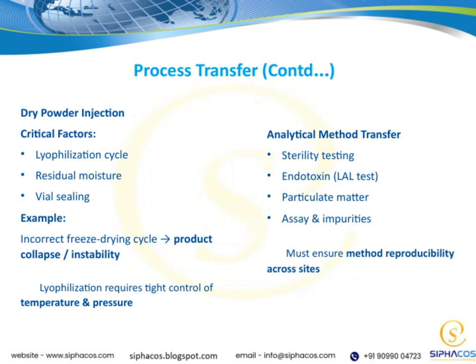Lyophilization, in particular, requires tight control of temperature and pressure. Small deviations in these parameters can significantly impact the quality and stability of the final product. Now, when we talk about process transfer in general, it's all about ensuring that these critical parameters, like cycle conditions, moisture levels, and sealing, are consistently controlled across different manufacturing sites. This consistency helps us deliver safe, effective, and high-quality products no matter where they are produced.